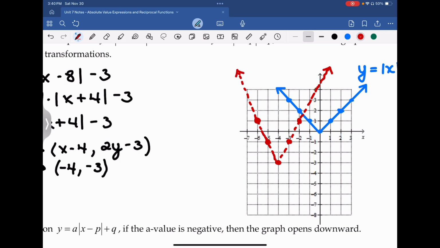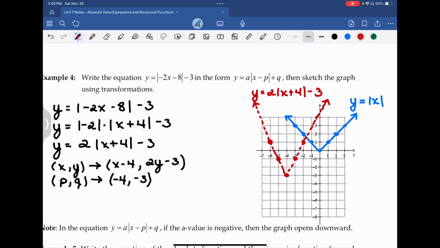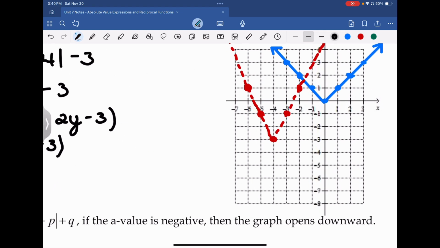Perfect. And then again, we're just going to indicate that this is our y is equal to 2 times the absolute of x plus 4, and then minus 3. Excellent. Now, again, what you notice is that because the vertical stretch factor is 2, in comparison to the original, which is 1, we see that the graph gets a little bit more narrow or is a little more condensed. And then again, we want to make sure we indicate our vertex point, which is down here.